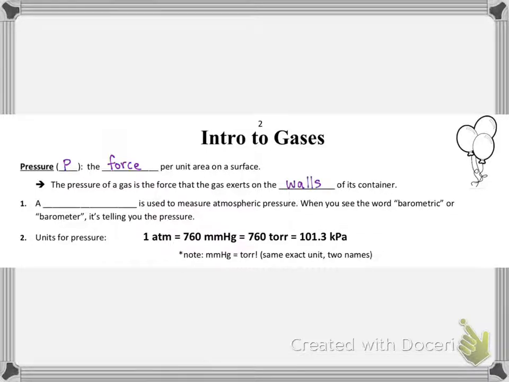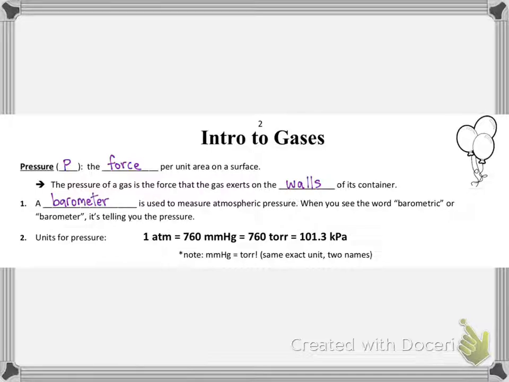An instrument known as a barometer is used to measure atmospheric pressure. So when you see terms like barometer or barometric, it basically applies to pressure. The thing about pressure is there's a lot of different units.